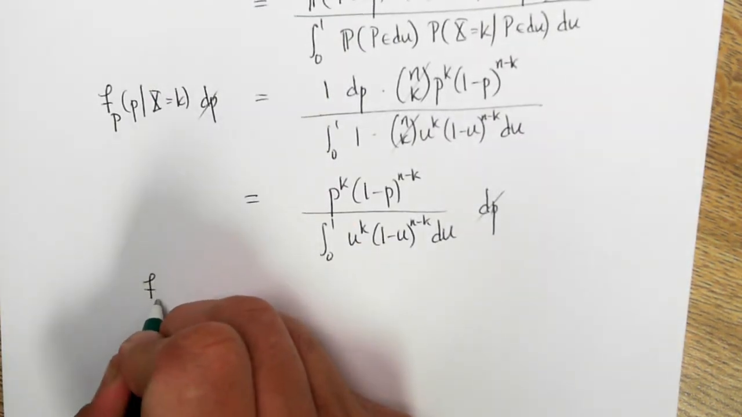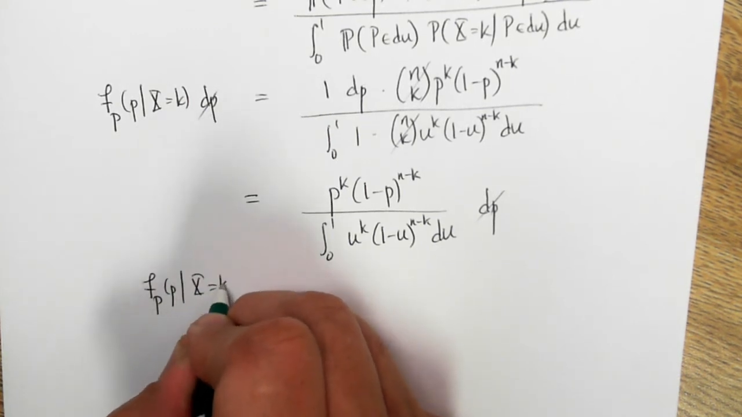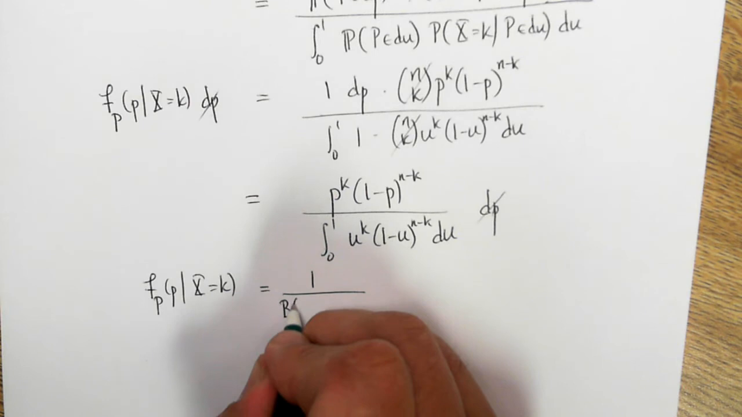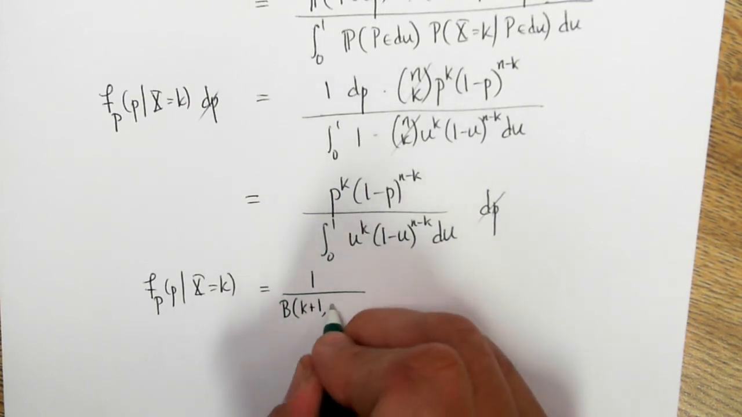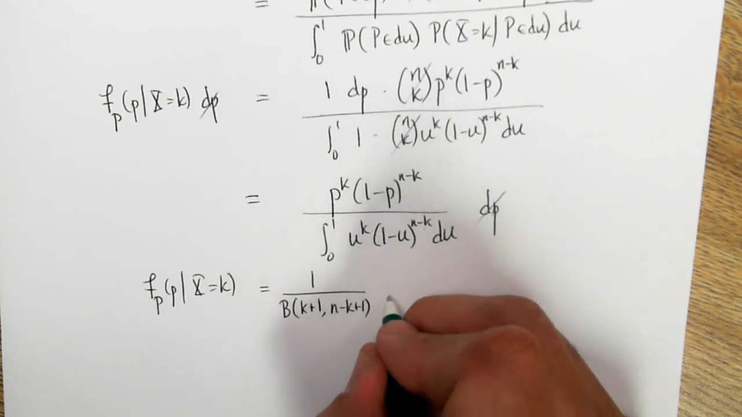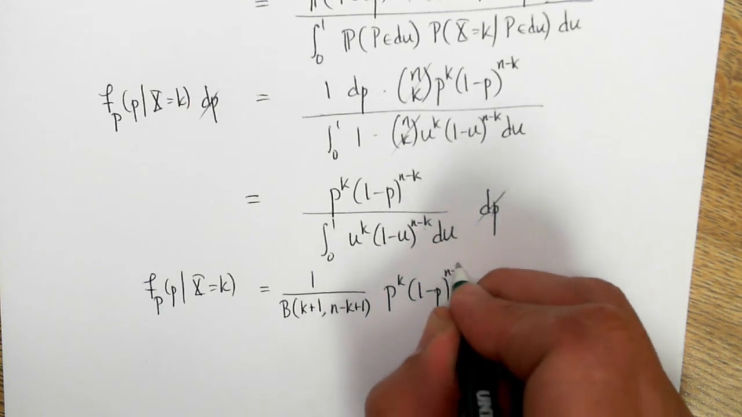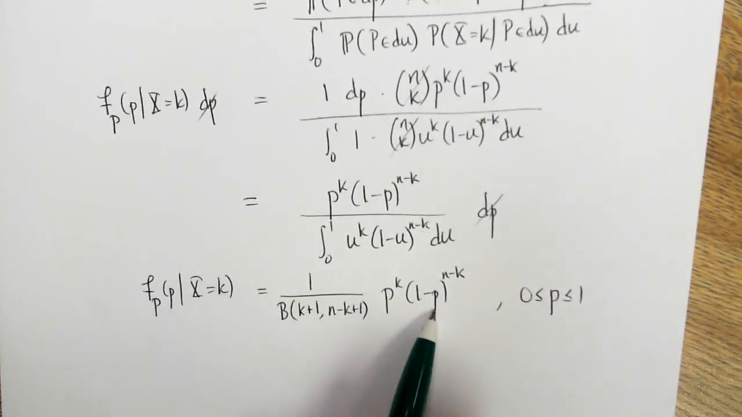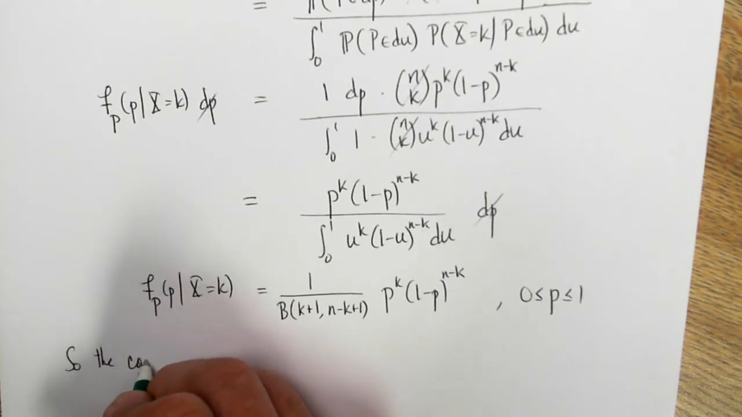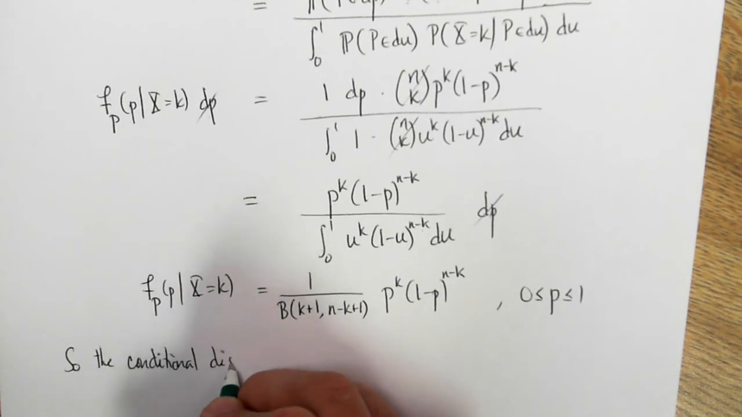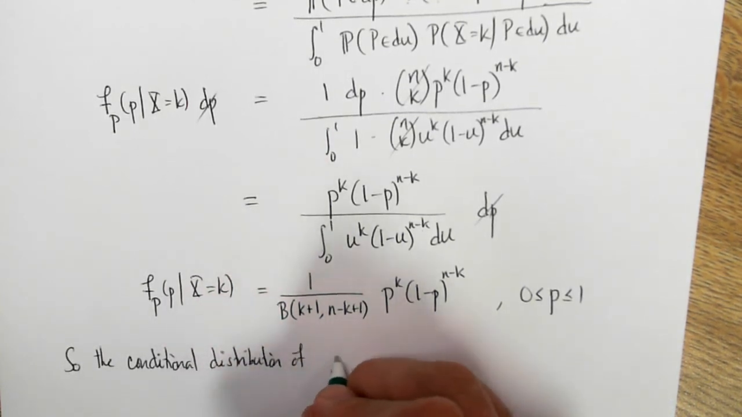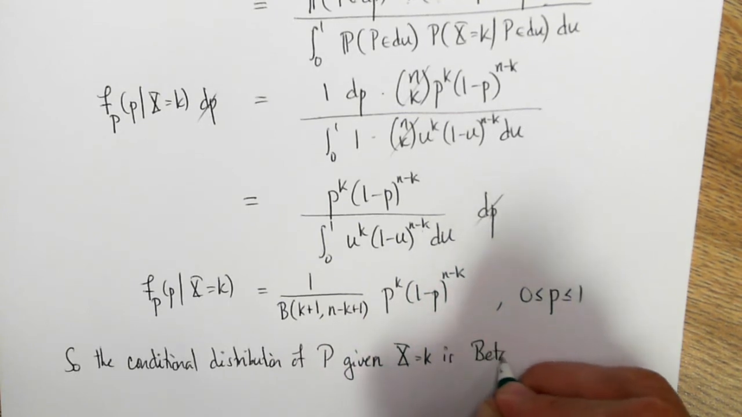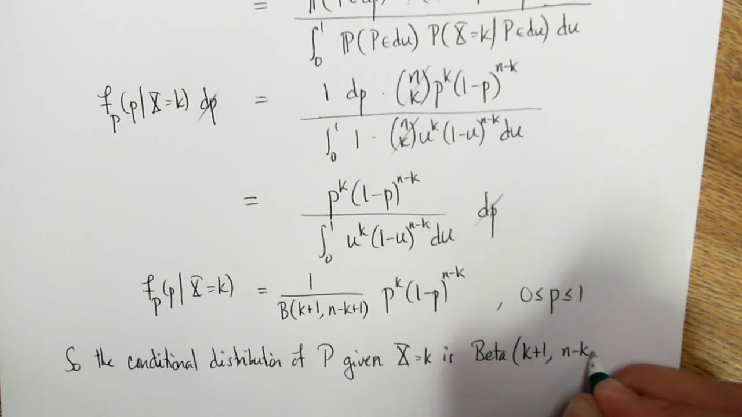So therefore, the conditional PDF of capital P, given that x is equal to k, equals, now the bottom here I recognize to be the beta integral. So this is equal to 1 over the beta integral evaluated at k plus 1 and n minus k plus 1, adding 1 to both exponents. Then I have p to the k, 1 minus p to the n minus k, and the possible values are still between 0 and 1. And I recognize this to follow the beta distribution. So the conditional distribution of capital P given that x is equal to k has the beta distribution with parameters k plus 1 and n minus k plus 1.